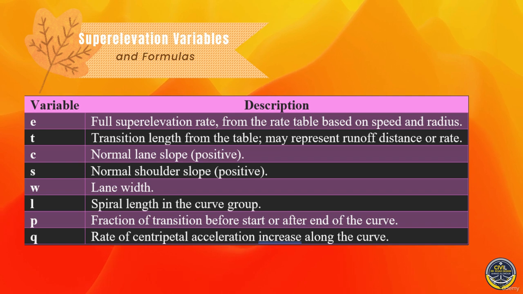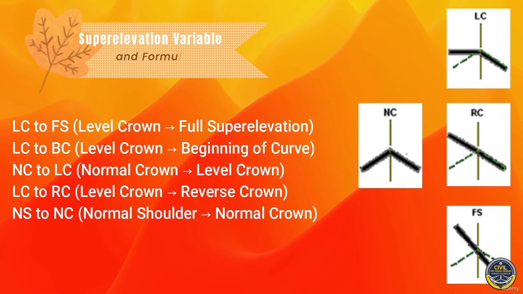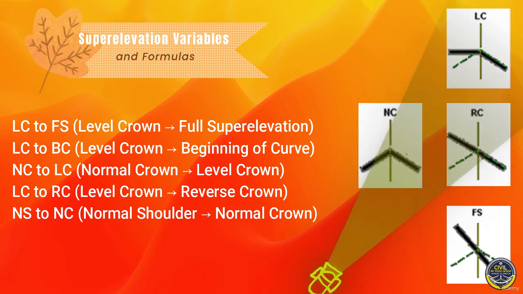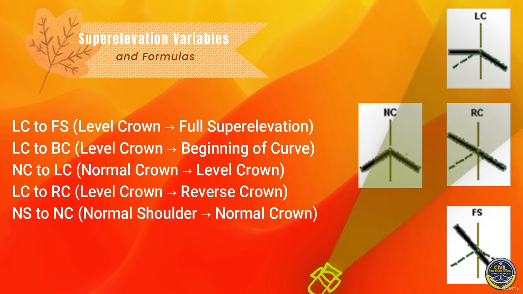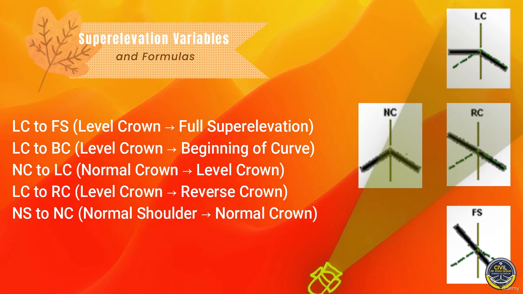These variables are used in the formulas to calculate distances for level crown to full superelevation, level crown at the beginning of the curve, normal crown to level crown, level crown to reverse crown, and normal shoulder to normal crown. Previous tables are used to calculate the following: normal crown, level crown, reverse crown, and full superelevation.